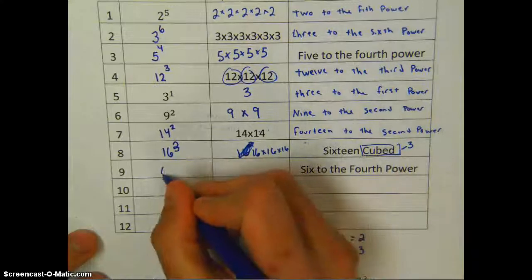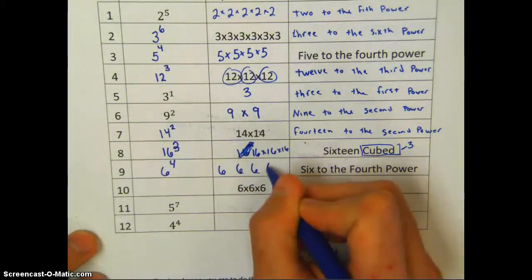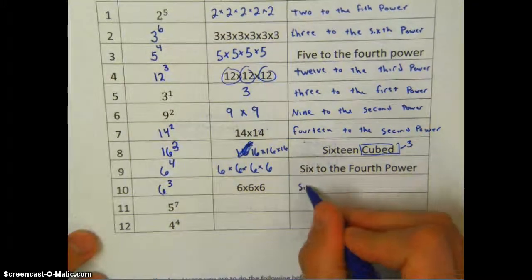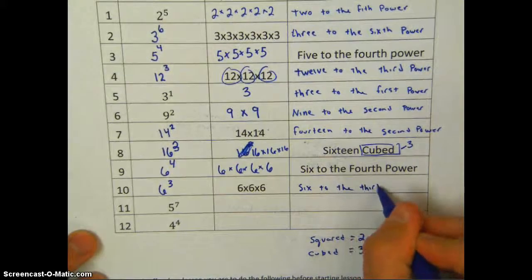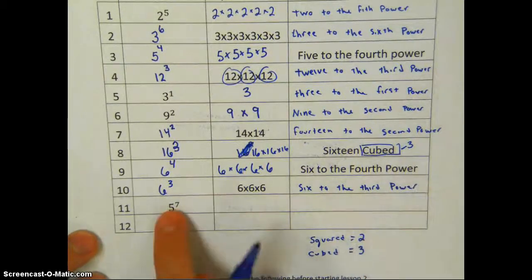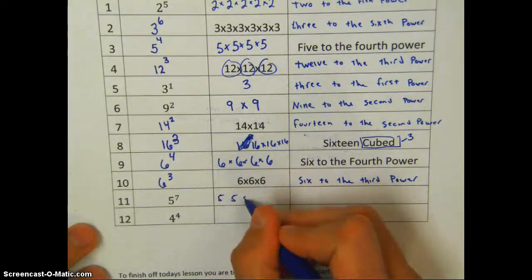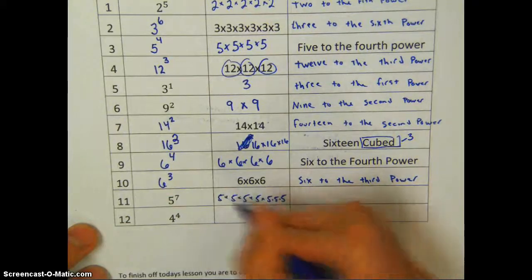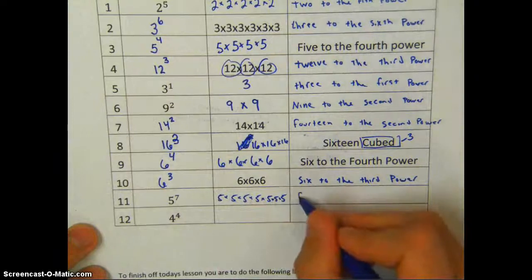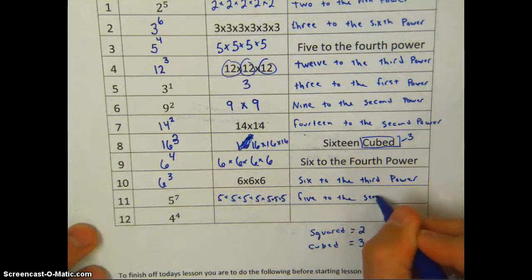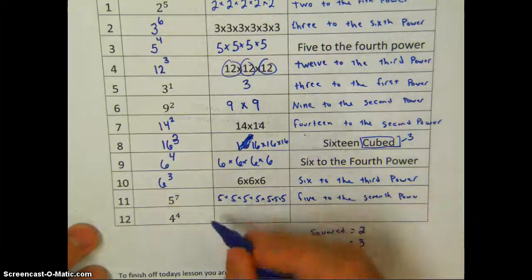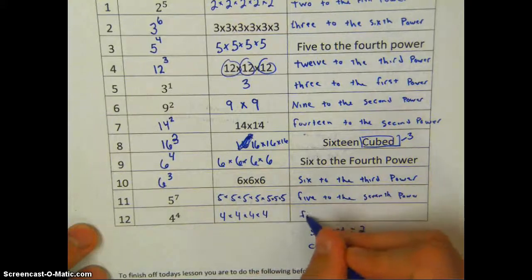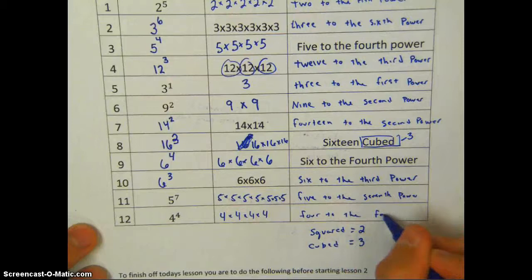6 to the 4th power, or 6 four times. There's 3 6s here, so that would be 6 to the 3rd power. 5 seven times: 1 2 3 4 5 6 7, 5 to the 7th power. 4 times 4 times 4 times 4, which is 4 to the 4th power.